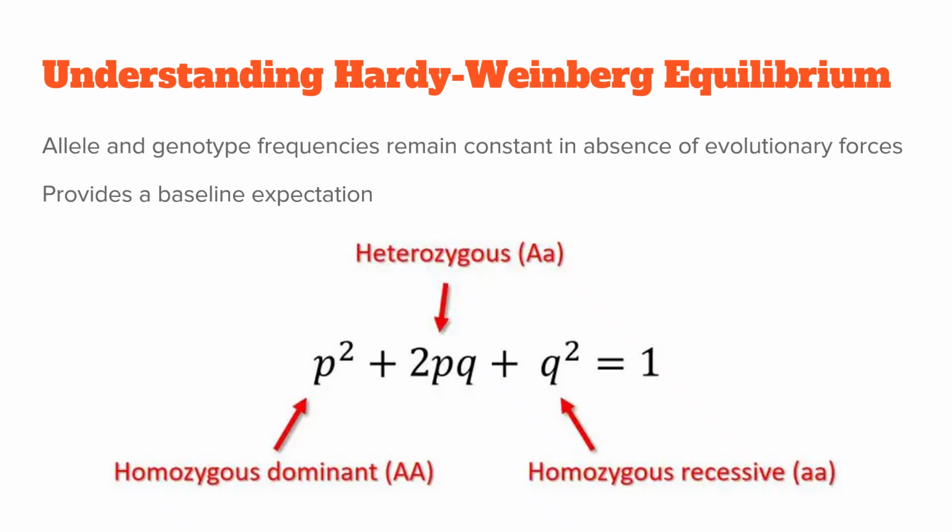Hardy-Weinberg equilibrium is a null model. If no evolutionary forces act, and if mating is random, then allele and genotype frequencies remain stable across generations. We use the Hardy-Weinberg equilibrium as a baseline expectation. When real populations deviate from it, that's a clue that evolutionary mechanisms like selection, drift, mutation, or gene flow are at work.